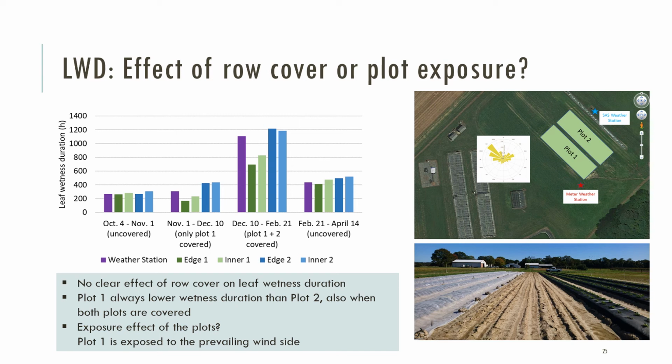We think that this might be an exposure effect of the plots. Plot 1 is exposed to the primary wind direction, so maybe because it's on a prevailing wind side, it just dried out faster than plot 2. Unfortunately, we don't have wind measurement equipment at canopy level, so this is more like a hypothesis at the moment. But this site shows for sure that there might be large differences between sensors in the same field.